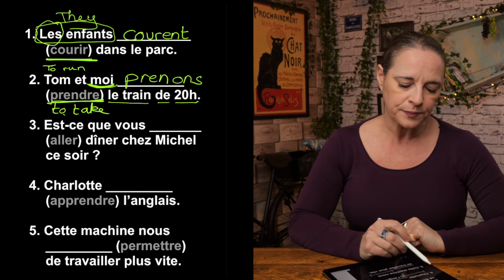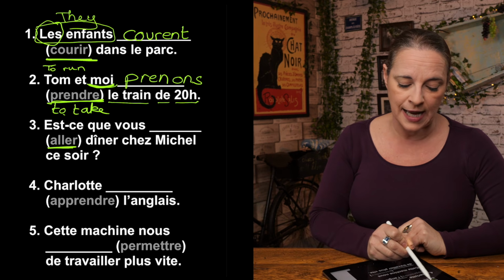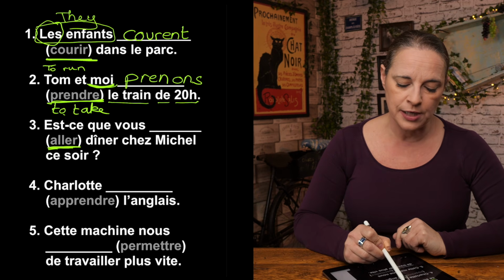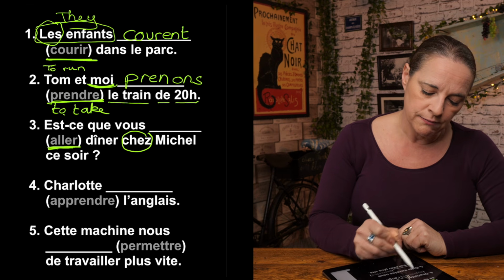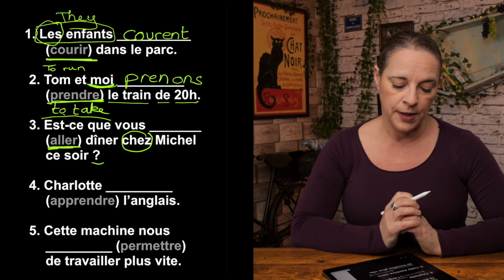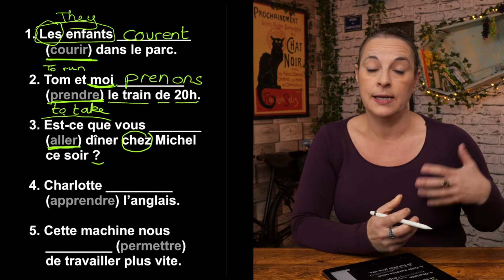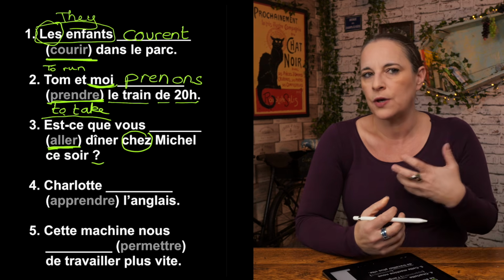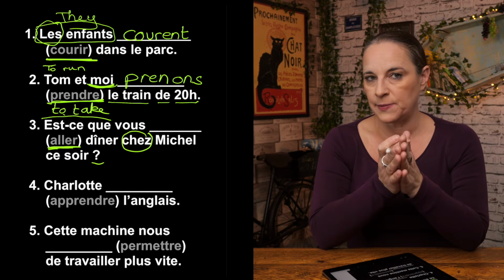Numéro 3. Est-ce que vous, so it's a question, the verb we want is aller. Dîner chez Michel ce soir. Now, it's a question, okay, because it has est-ce que and it has a question mark. Vous and then aller is here in its infinitive form, but we want to know how to conjugate aller. Please learn aller in the present tense by heart.